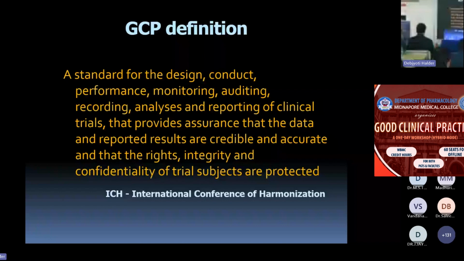So if you look at this definition, you see the two aspects. It provides assurance that the data and reported results are credible and accurate, the science aspect, and that the rights, integrity, and confidentiality of the trial subjects are protected. This is the ethics aspect.